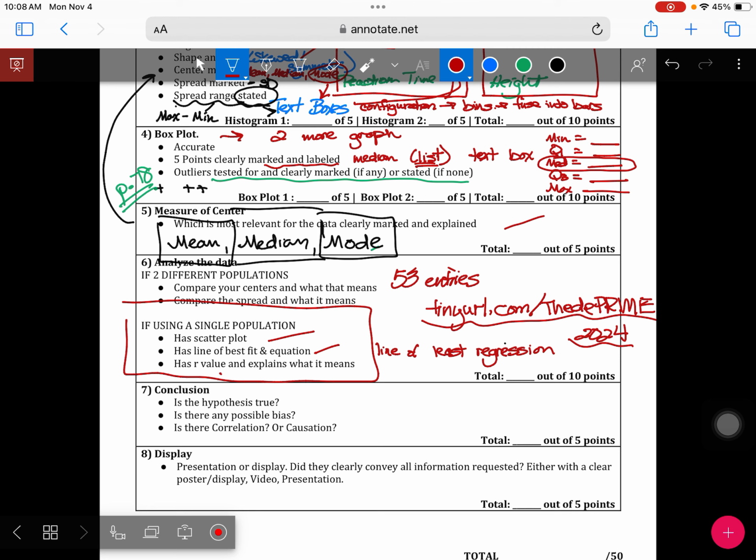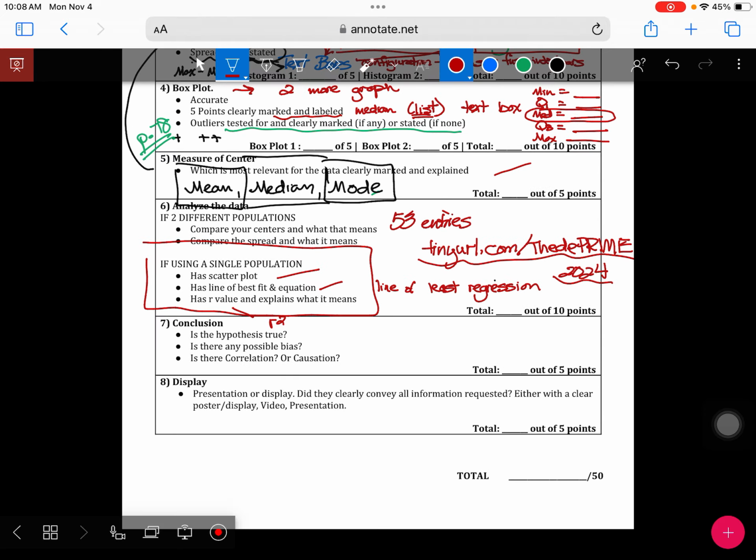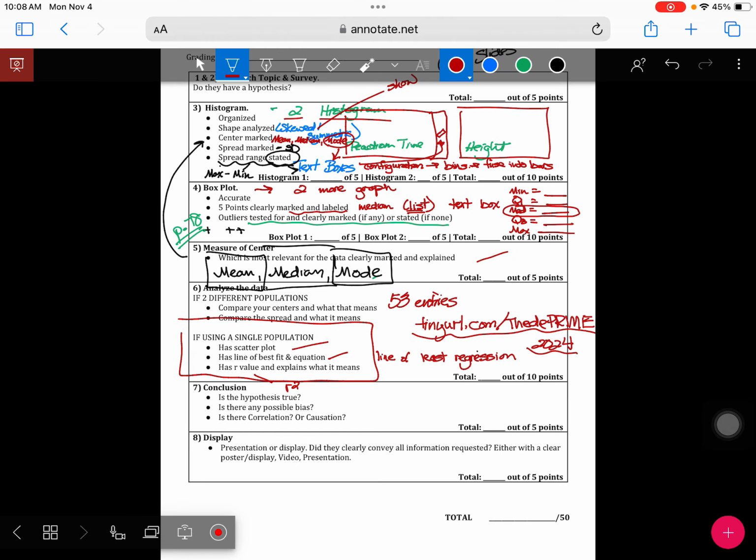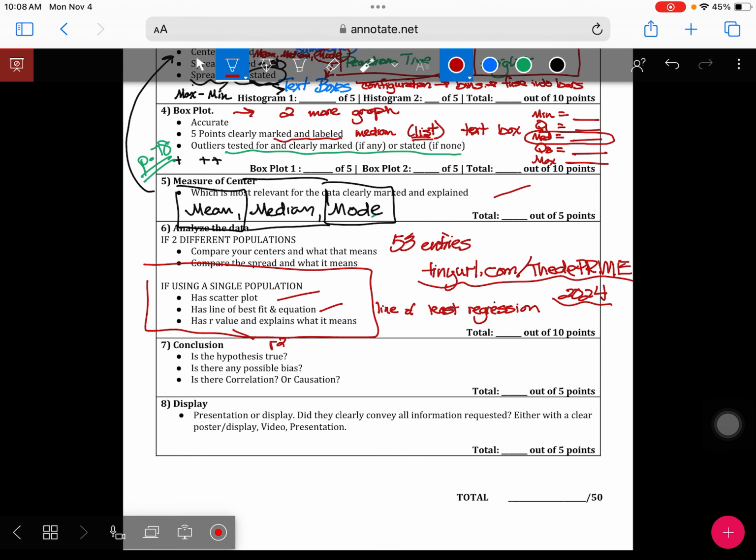R value, we know that is R squared on CODAP. So what does that mean? If you have an R squared value that's close to 1, what does that mean? If you have an R squared value that is close to 0, what does that mean? Okay. And then finding a conclusion. Is your hypothesis true? From all the data that you have, can you say that your hypothesis is true? Is there any bias? Okay.